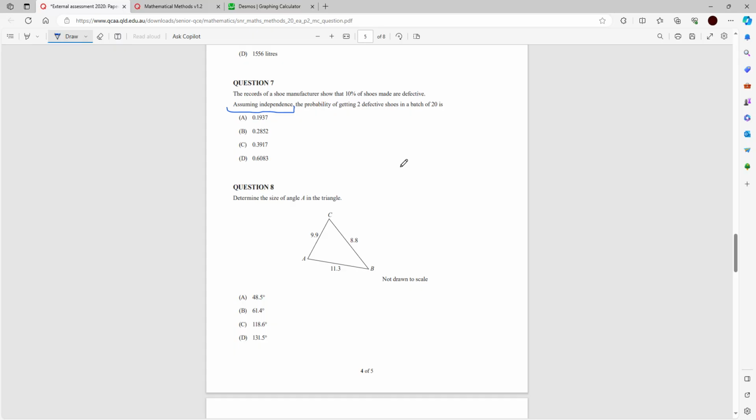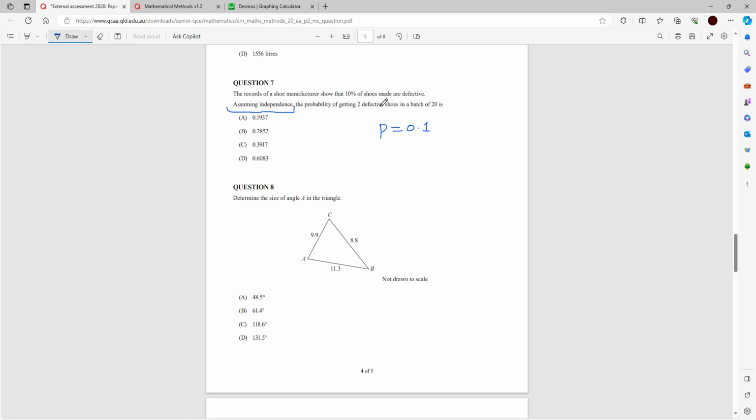The reason why it's binomial is because if something's independent, for example, if I were to toss a coin, if I get heads or tails the first time, it doesn't matter if I get heads or tails the second time. The probability is still going to be a half regardless of my previous outcome. So that's what it means when it says assuming independence. So straight off the back, it's binomial. Okay. So that means the probability of getting a defective shoe is 0.1.